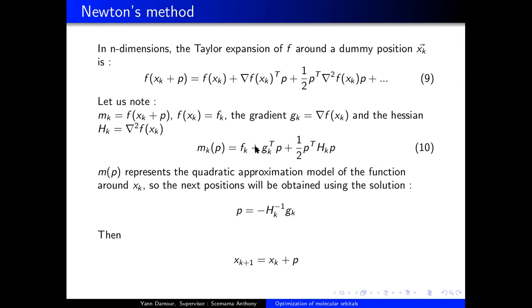So we can use this to compute the next position. The next position is equal to the current position minus the inverse of the Hessian matrix multiplied by the gradient.